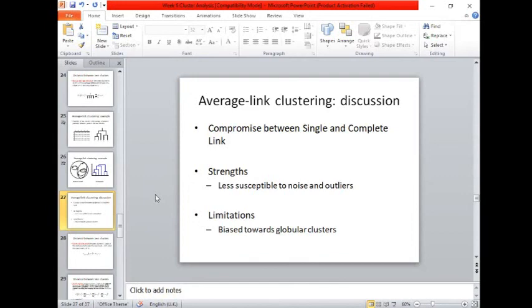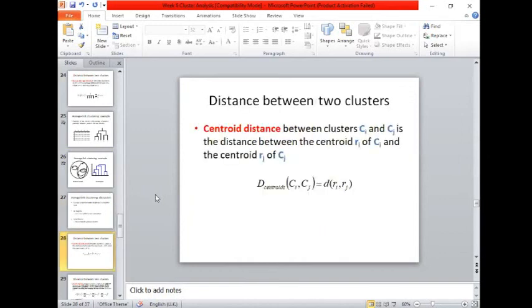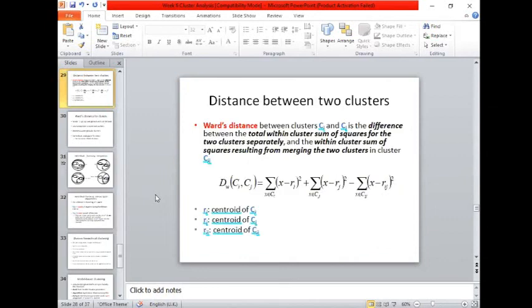The strength of the average link clustering is that it is less susceptible to noise and outliers, but the limitation is that there could be a bias towards globular clusters. And we also have the centroid distance between clusters I and J, which is the distance between the centroid Ri of cluster I and the centroid Rj of cluster J. So that's the formula.